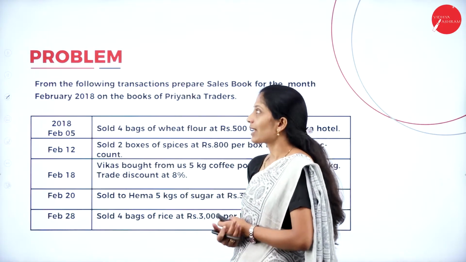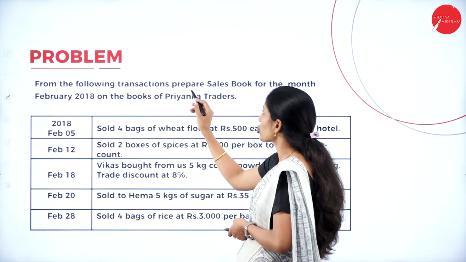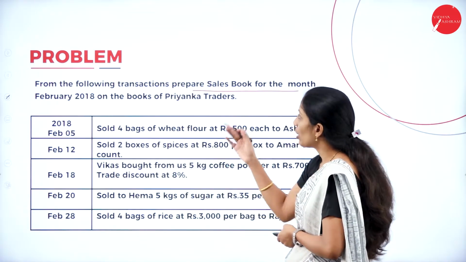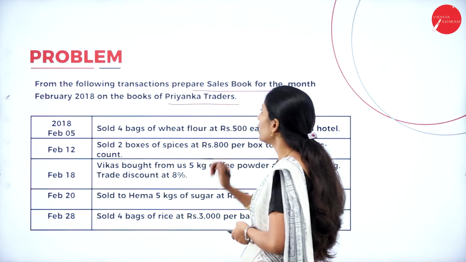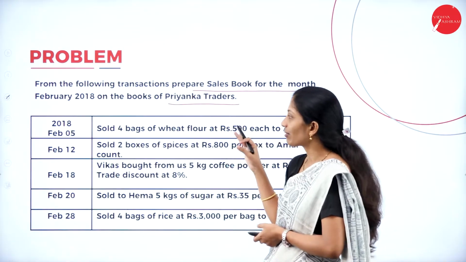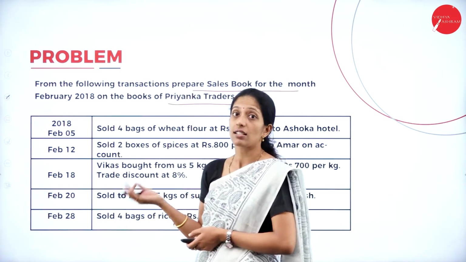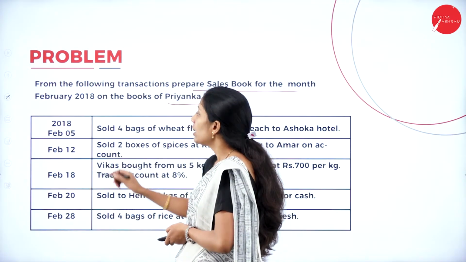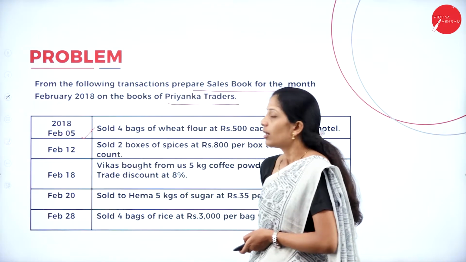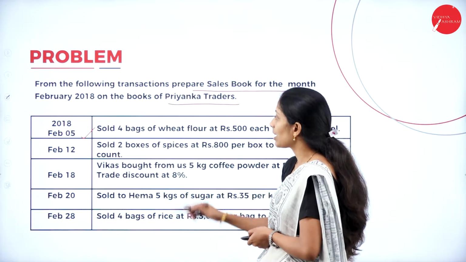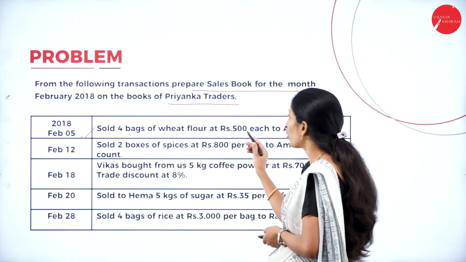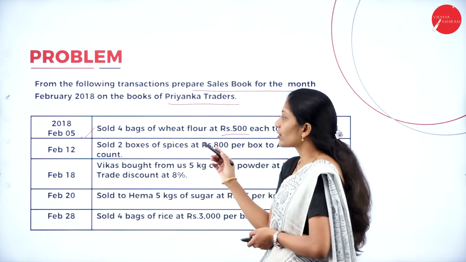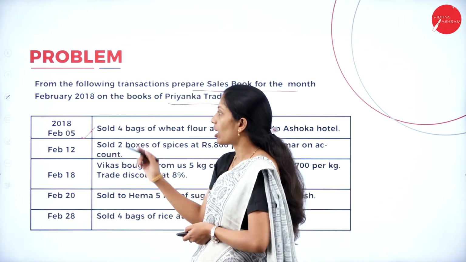Now, moving on to the next problem. From the following transactions, prepare the sales book for the month of Feb 2018 in the books of Priyanka Traders. So, they have given certain transactions where they are asking us to prepare the sales book. Same as your earlier problem. Now, go through the first transaction. Feb 5th 2018, sold 4 bags of wheat flour at ₹500 each to Ashoka Hotel. Now, this is a credit transaction. So, how do you write?